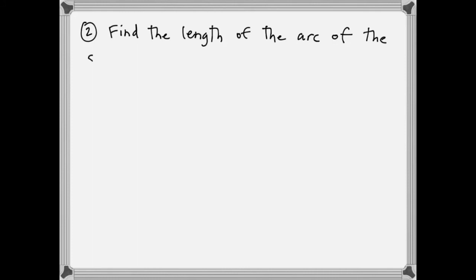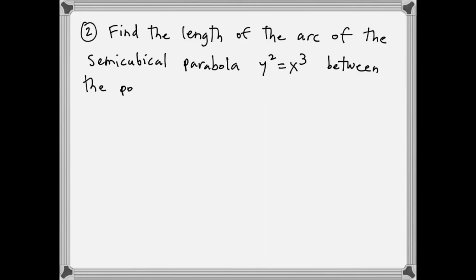So this is going to be number 2. Find the length of the arc of the semi-cubical parabola y squared equals x cubed between the points (1, 1) and (4, 8).